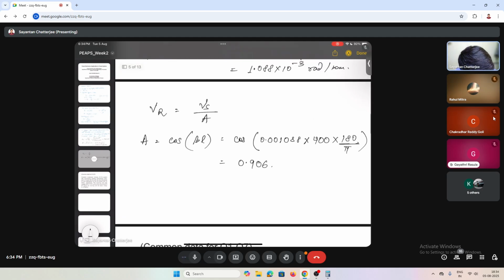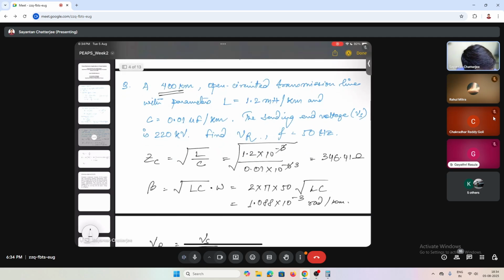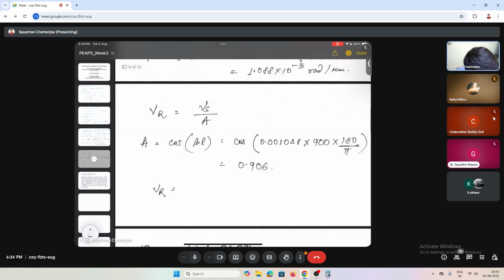So in this case, what we can observe is that VR will be more. What is VS? VS is given as 220. So 220 by 0.91, if I write approximately 0.91. So the value will be 220 by 0.91, so 241.76 kV. So the receiving end voltage is getting impacted, right?